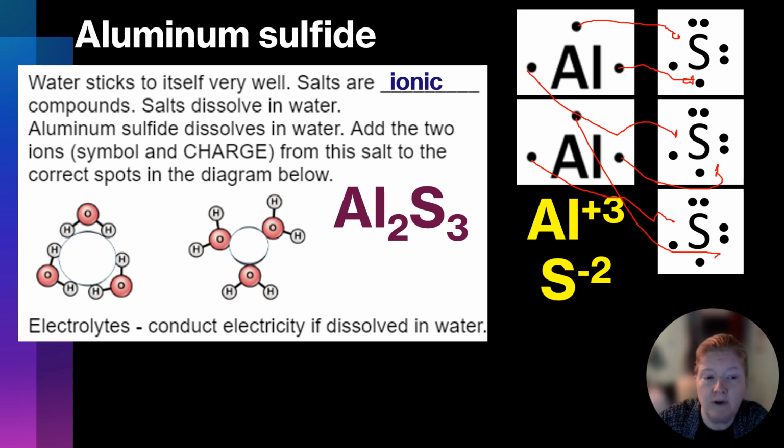So what ions are involved? Well, we have aluminum with a +3 and sulfide with a -2. If you remember, oxygen in water has a partial negative. So if the negative part of water is attracted here, that means this one must be what? Positive. And if the partial positives of water are attracted here, that must be the negative. So those ions are going to go in like that.